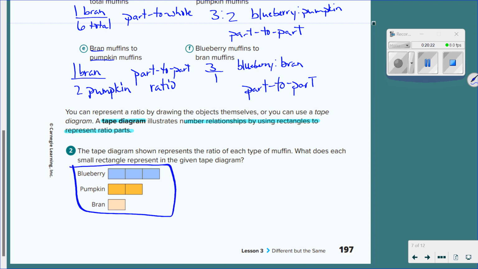Okay? So if this is my tape diagram, what does each small rectangle represent in the tape diagram? What do you guys think?